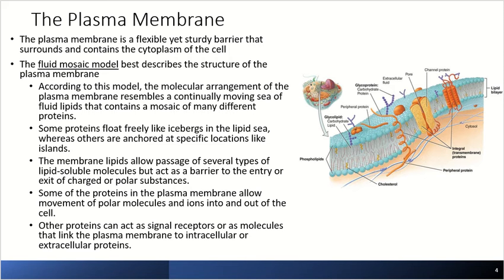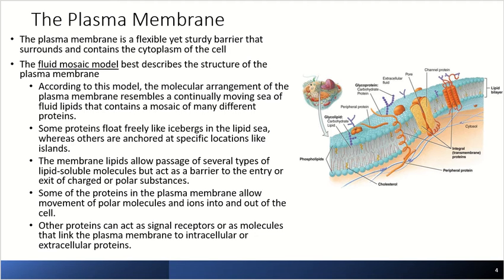So the fluid mosaic model is the model that we use to best describe the structure that makes up the plasma membrane. According to this model, the molecular arrangement of the plasma membrane is going to resemble something like a continuously moving sea of fluid lipids that contain a mosaic of all these different types of proteins. Some proteins are going to float freely like icebergs in our little lipid sea, whereas others are going to be anchored more specifically to a location, and these are a little bit more like islands. So we've got our fluid mosaic model.